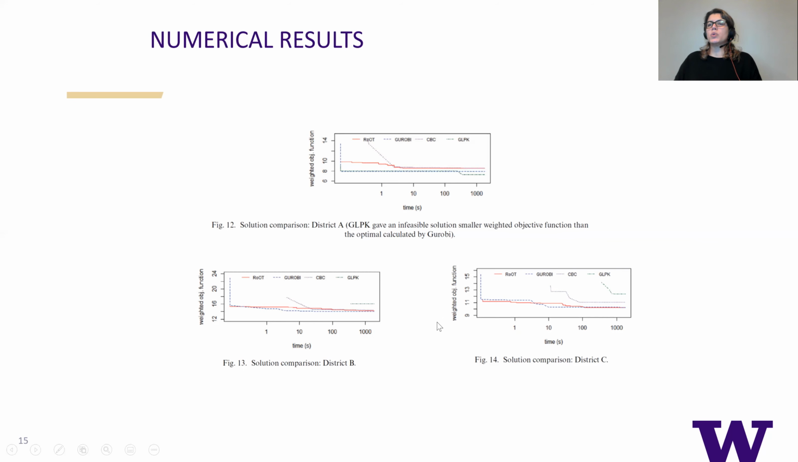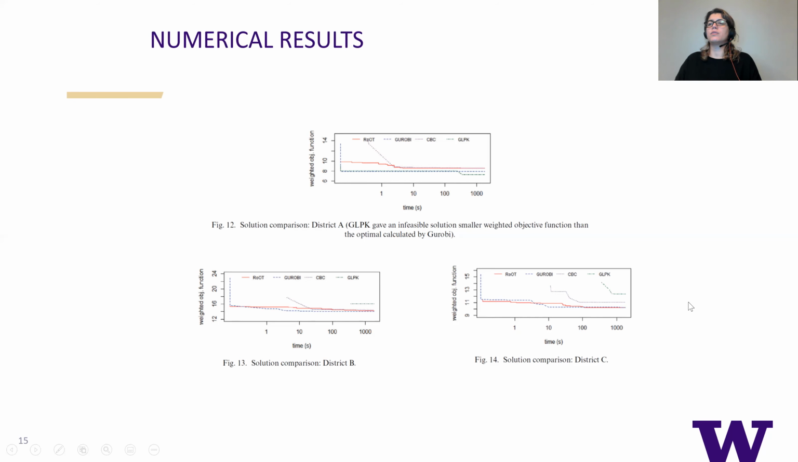In these other two data sets, for two other province districts, we see that RoOT found a really good solution in the beginning, similar to Gurobi or even better than it. And in the end, in 1,000 seconds, it got solutions equivalent to the solvers.